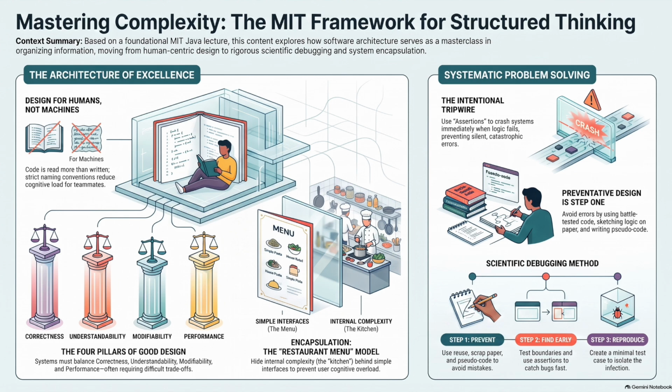Exactly. Incredible. So just to recap the sweeping journey we've taken through these lecture notes today, we've covered a lot of ground. We started at the grammatical foundation, learning that the style of code is designed to lower the cognitive load for human readers, not machines. Right. We explored the rigorous preventative design and the intentional tripwires of the debugging process. The scientific method in action. And finally, we climbed the ladder of abstraction, seeing how encapsulation hides the messy kitchen and how interfaces allow entirely different systems to collaborate seamlessly. And the overarching takeaway here is that these are profound mental models for navigating complexity. Not just in Java. No, in life.